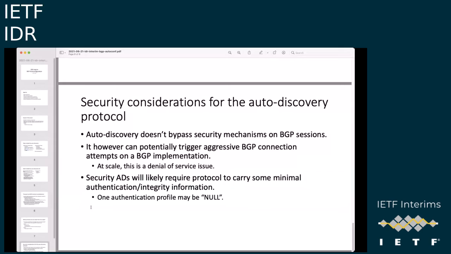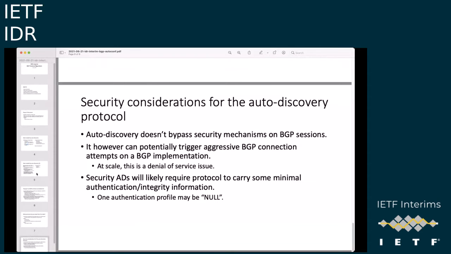And one of the other things is our security ADs will very likely require some level of information attached to the discovery protocol that provides minimal authentication and some level of integrity. And certainly, it's a common practice, even when you're specifying such things, that one profile for that may actually be null. In most cases, it's likely to be some sort of shared secret, and whether or not there's a mechanism to allow the packets to be stamped with a nonce to make sure that you don't have replay, that's likely part of the discussion. And we have several techniques that are well deployed for it, so that is not a problem.